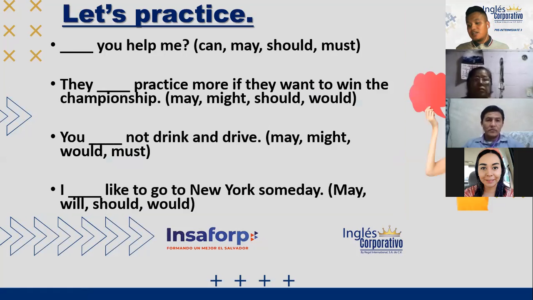So if you have a cell phone with you, just take a picture, because we are going to work in teams. I will create some breakout rooms, and it will be random. Depending on the group you get, please work on these four sentences and try to find which of the modal verbs fits perfectly. ¿Cuál de los modal verbs that we have between parentheses fits, queda, in the sentence?